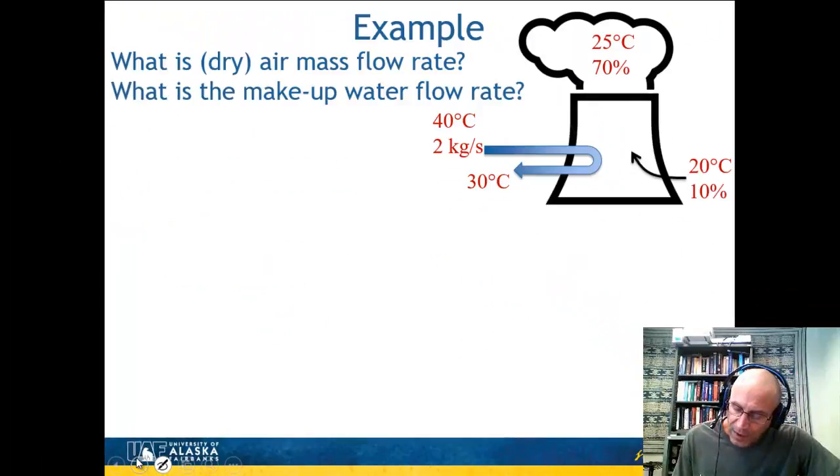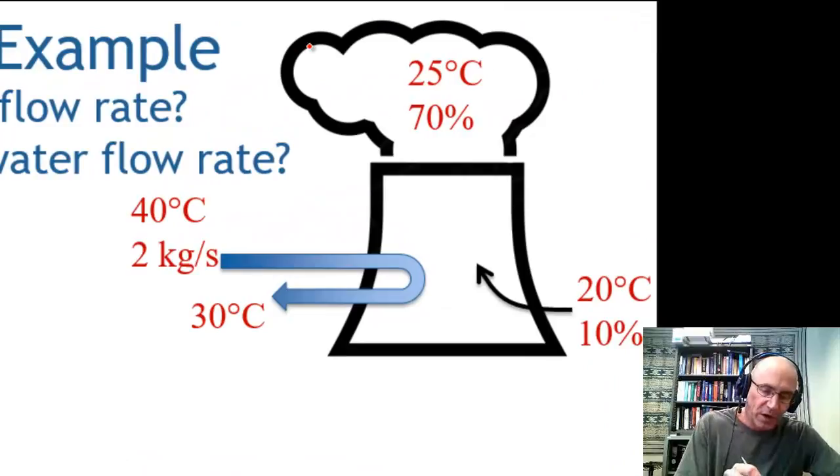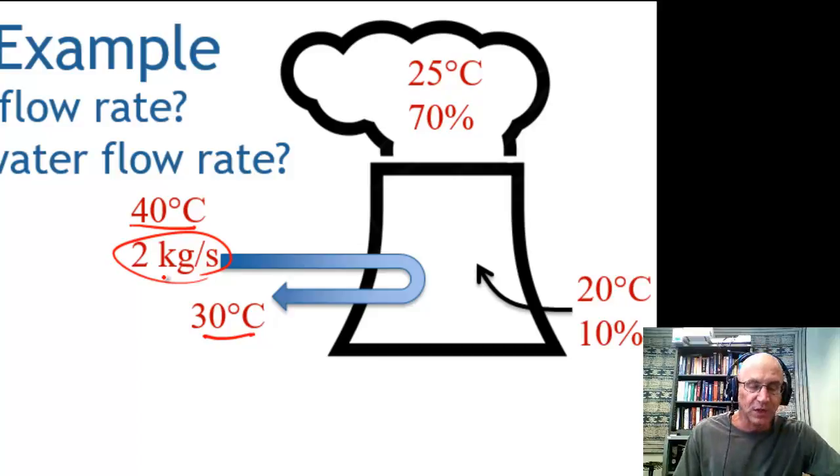Okay. With that, let's go ahead and do an example. These are pretty straightforward, but we'll go through it. So here's the problem. Let's look at our picture here first. We have air coming in at 20 degrees Celsius and 10% humidity, so it's fairly dry. And then it's leaving at 25 degrees Celsius and 70%. And the cooling water is coming in at 40. We want it to leave at 30. And it's coming in at a rate of 2 kilograms per second.